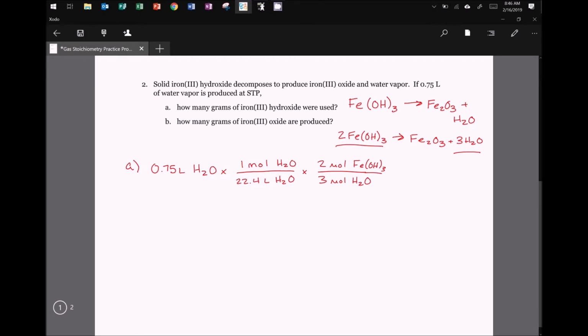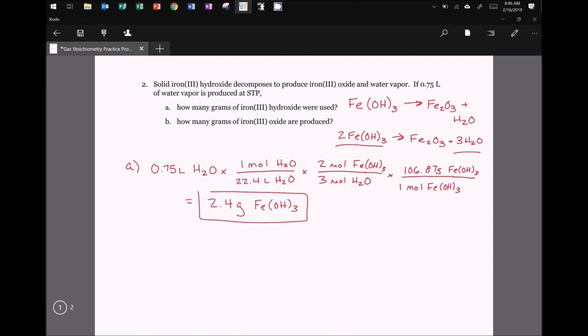Okay, and now we're in moles of iron hydroxide. We need to convert that to grams. So I'm just going to go ahead and add this on. So for every 1 mole of iron hydroxide, we have a molar mass of 106.87 grams of iron hydroxide. Okay, and that will yield 2.4 grams of iron hydroxide. Right, there's our answer for part A.